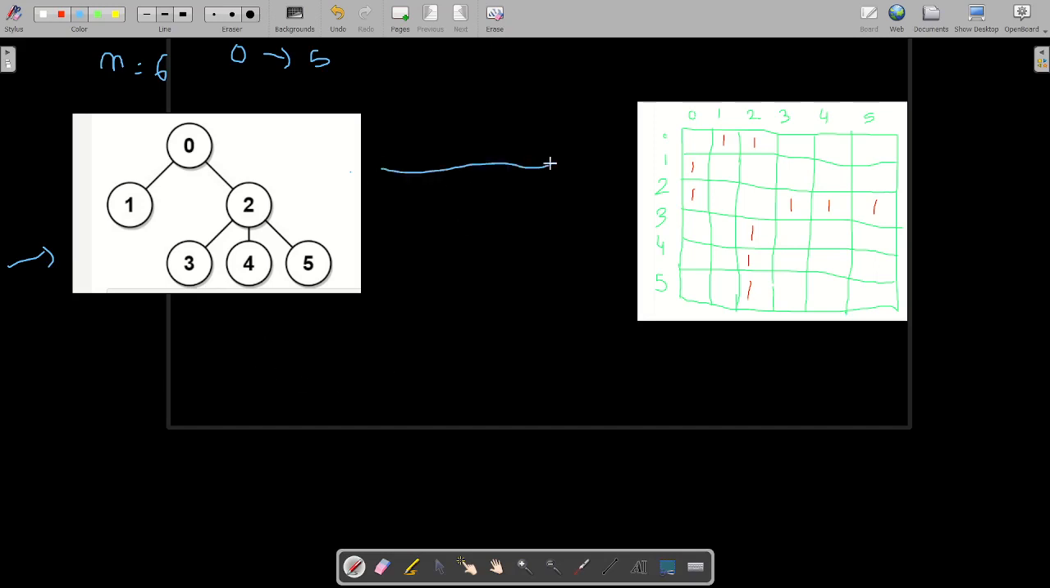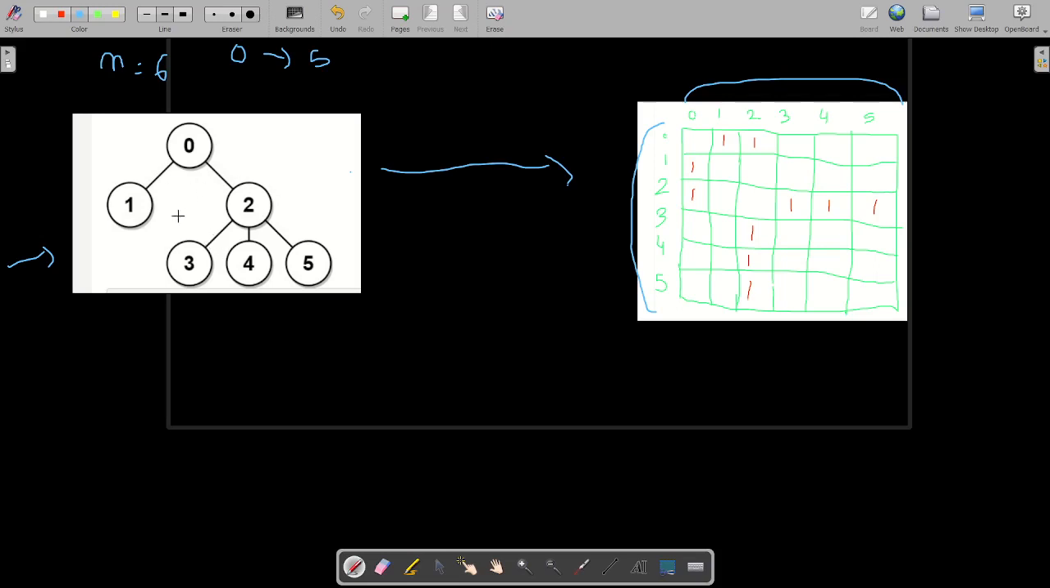First, according to this graph, we create an adjacency matrix. If nobody knows what an adjacency matrix is, I will tell you in short. The adjacency matrix is a two-dimensional matrix which stores the edges between the nodes. On the row side there are nodes, on the column side we have nodes, and within the matrix I am writing one to tell that there is an edge between 0 to 1 and 1 to 0, 0 to 2 and 2 to 0.